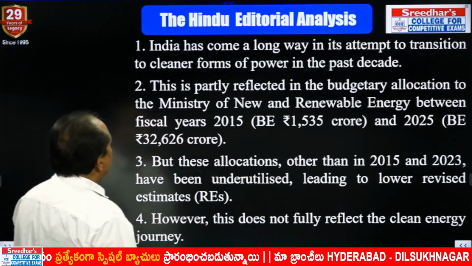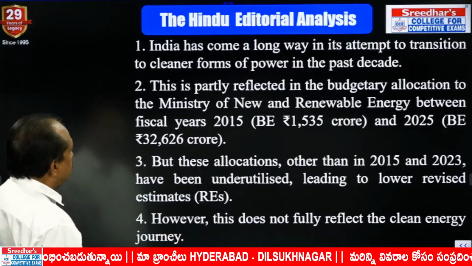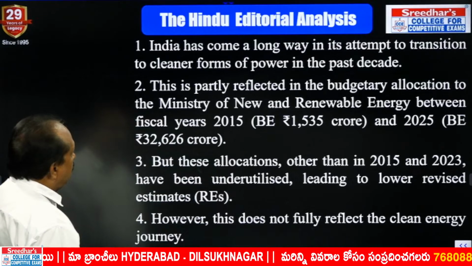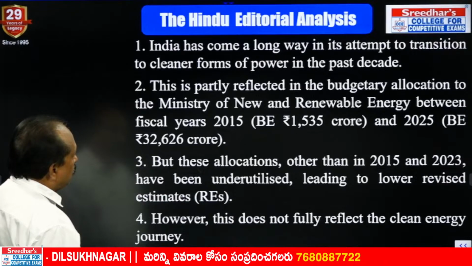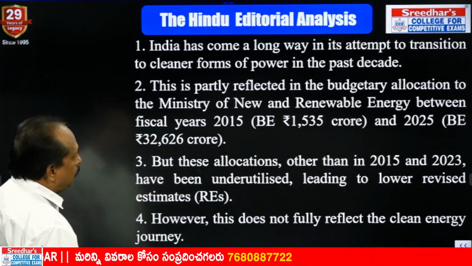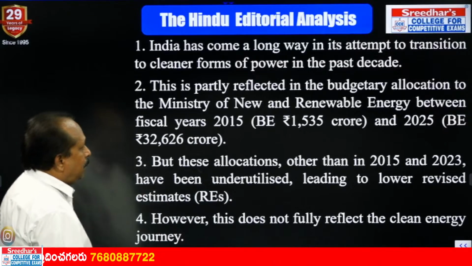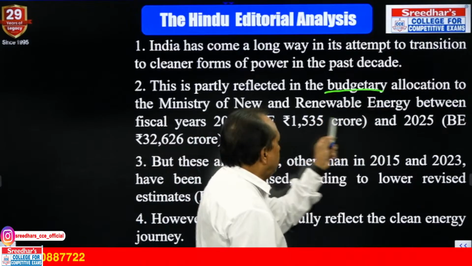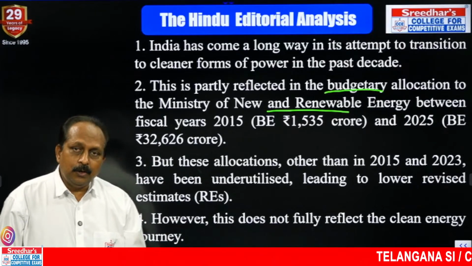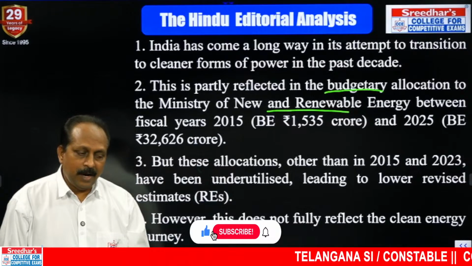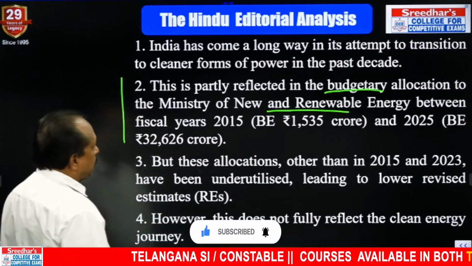It talks about that. India has come a long way in its attempt to transition to cleaner forms of power in the past decade. This is partly reflected in the budgetary allocation to the Ministry of New and Renewable Energy between fiscal years 2015, 1,535 crore, and 2025, 32,626 crore. It talks about budgetary allocation. Based on that, we can say India is moving ahead in the direction of renewable sources of energy or non-conventional sources of energy. Here, new and renewable energy, statistical data, you can expect a question.